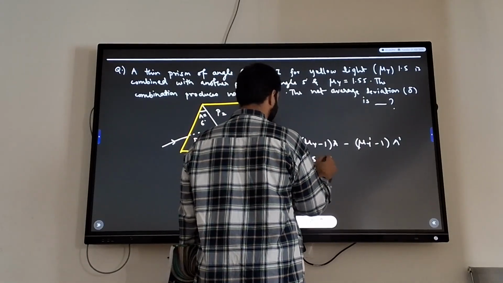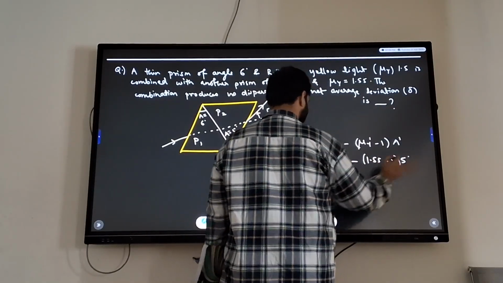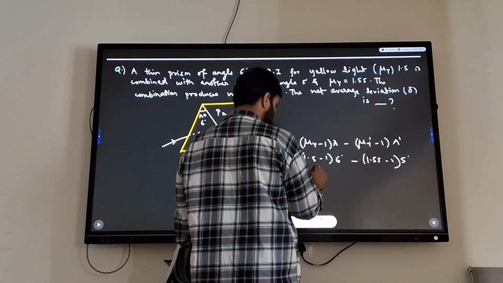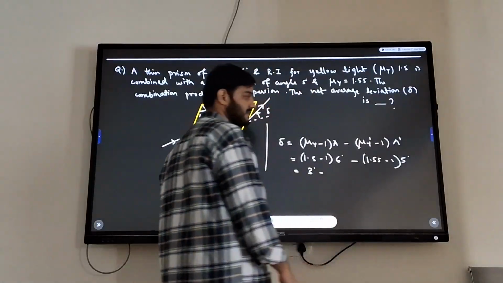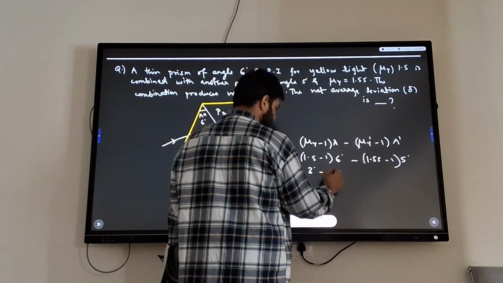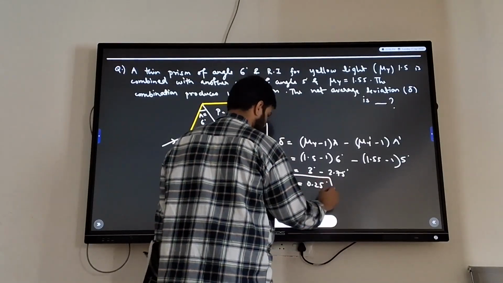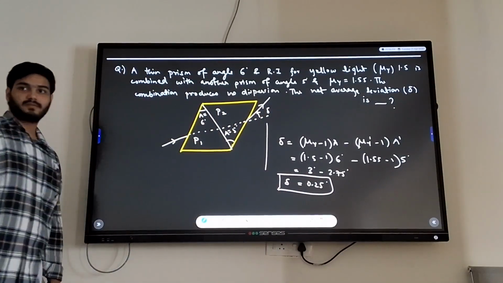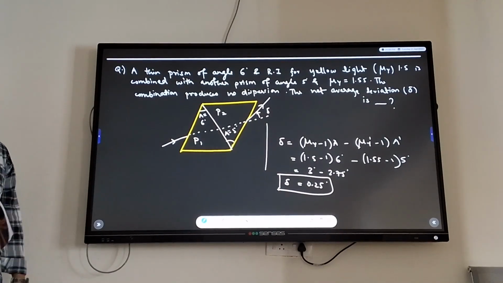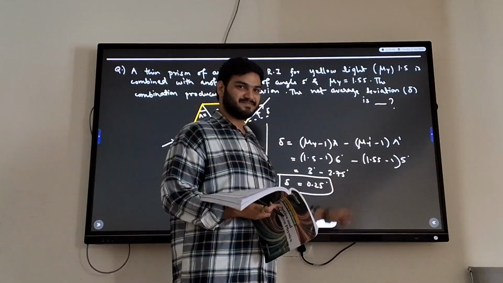So (1.5 minus 1) into 6 degrees minus (1.55 minus 1) into 5 degrees. And you'll get 3 minus 0.55 into 5, 2.75. So that will be 0.25 degrees. Yes, very simple. I don't know how he was getting 0.5. Either 2.75 or 2.5 was written. Very good.